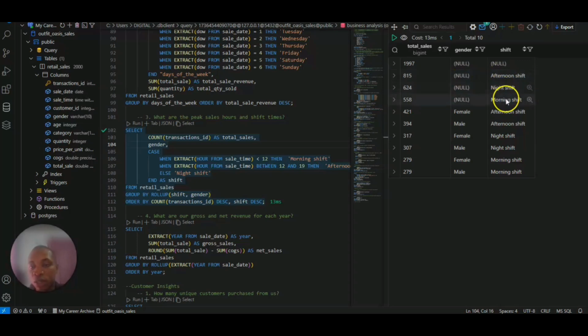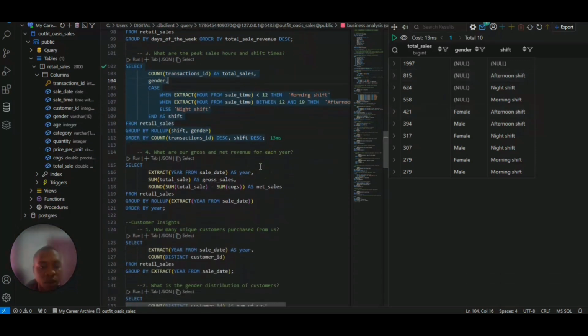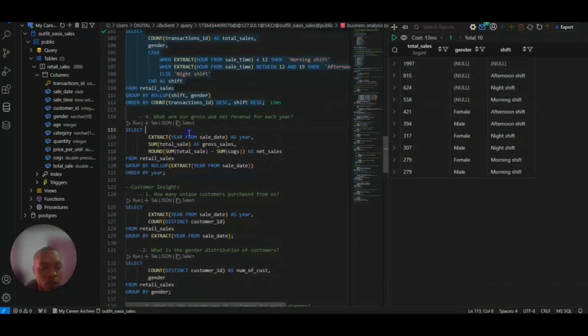So if you look here closely, you see that we have afternoon shift, night shift, and morning shift. And you would see that afternoon shift is the period that had the most sales, which invariably means that the workers in the afternoon shift are also doing more work when compared to the people in the morning and the night shift.